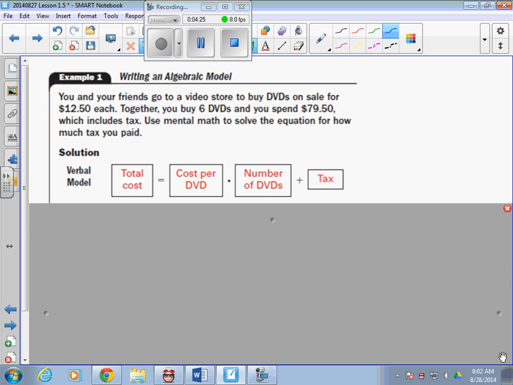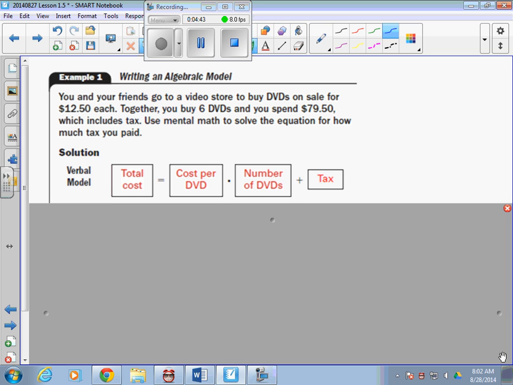The first example says write an algebraic model based on what it says. You and your friends are going to a video store to buy DVDs on sale for $12.50 each. Together you buy 6 DVDs and you spend $79.50, which includes tax. Use mental math to solve the equation for how much tax you paid.